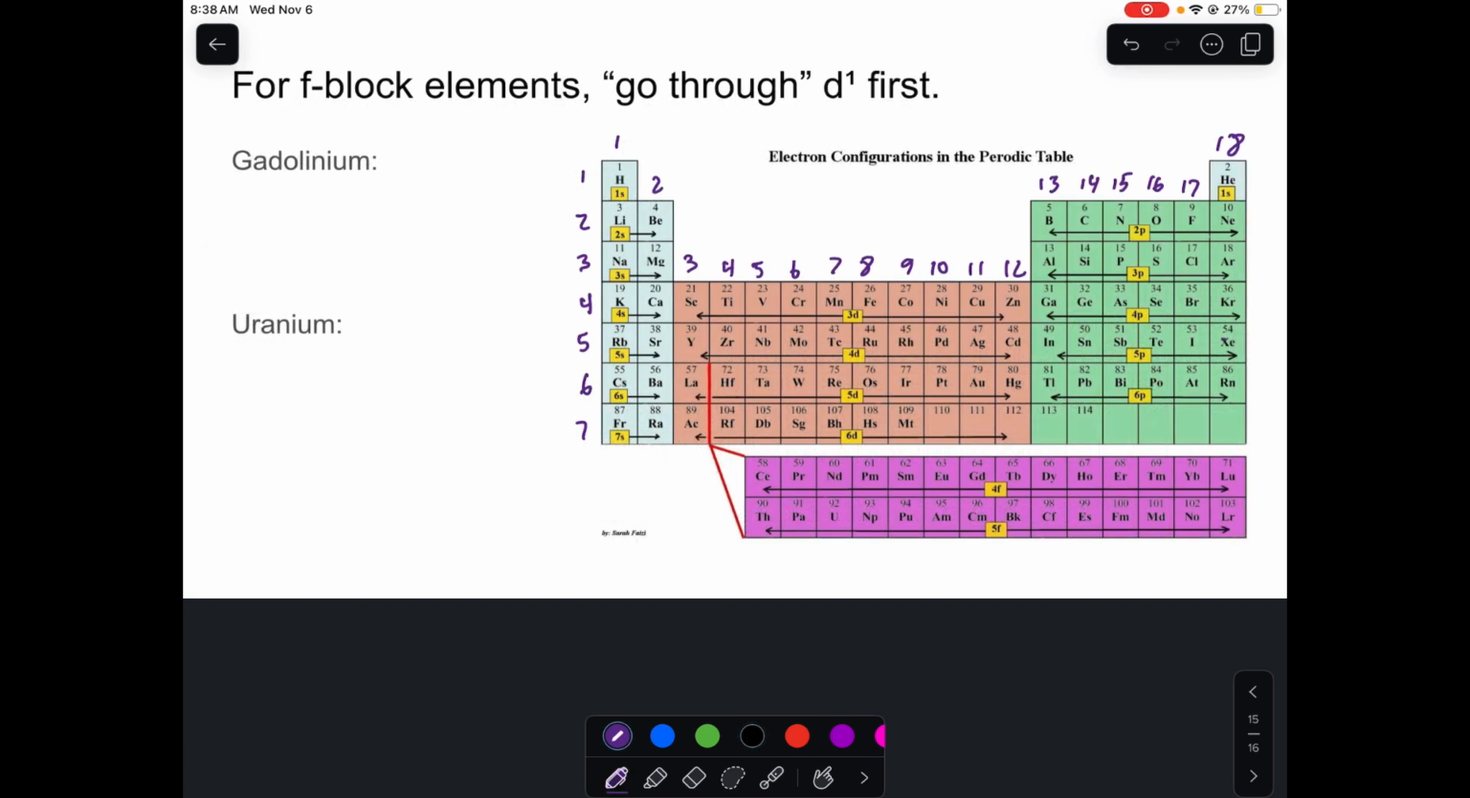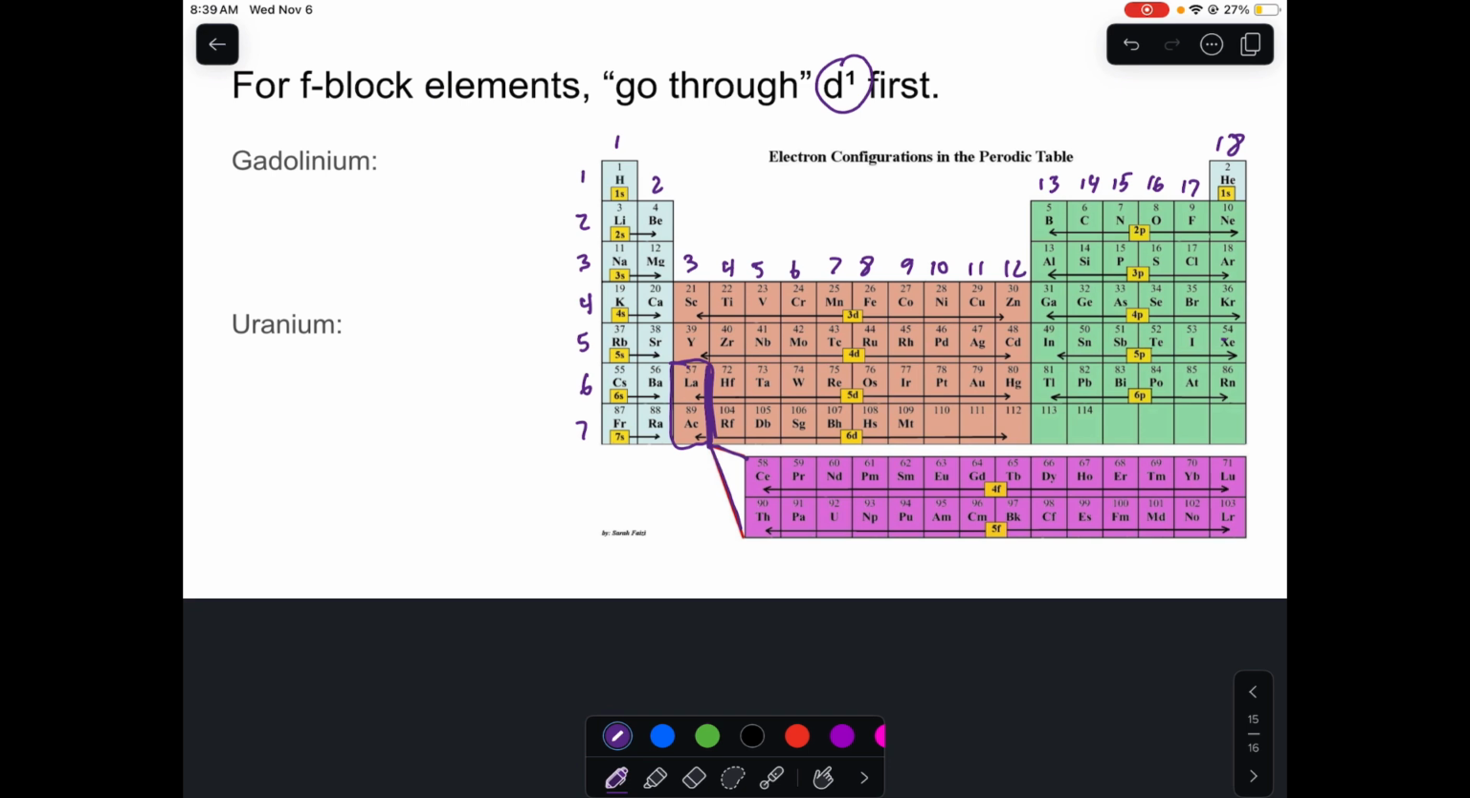Okay, so writing electron configuration for F block elements. We're going to go through D1 first. D1 is right here. But to get to the F block elements, we are only concerned with those two. Notice that these F block elements fit right in here, right after lanthanum and actinium.